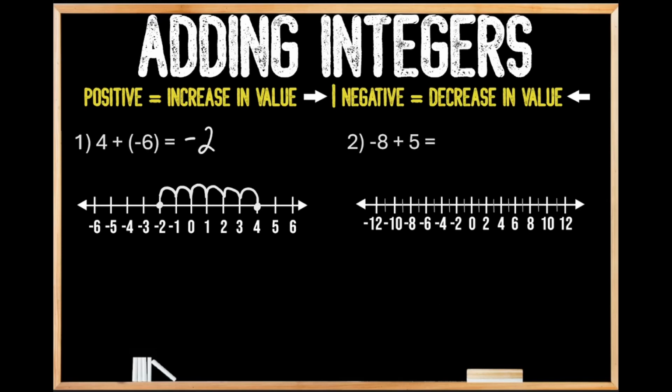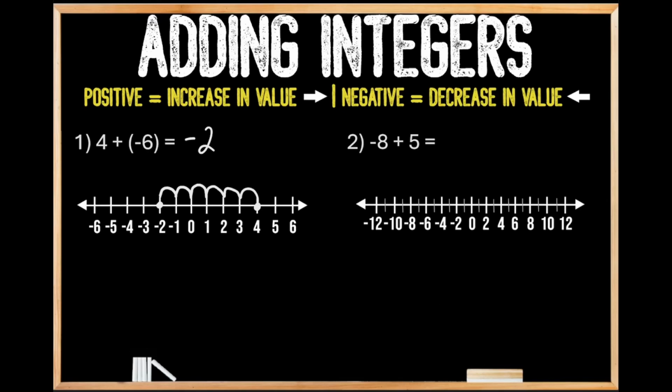Now moving on to question number 2, where this time we're being asked to add -8 and a +5. And as we can see up top highlighted in yellow, when we're adding a positive integer, it means we're going to be increasing in value. And then we can see that we have an arrow that's pointing to the right, which tells us that when we're adding a positive integer, it means that we're going to be moving to the right on our number line.